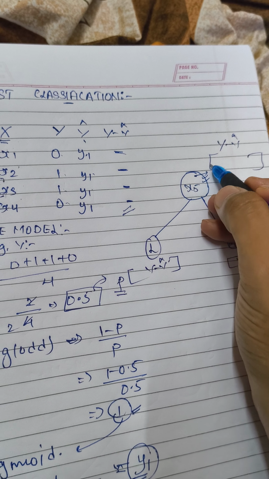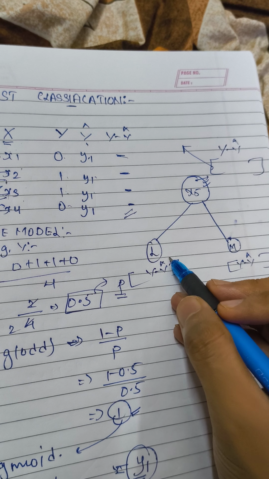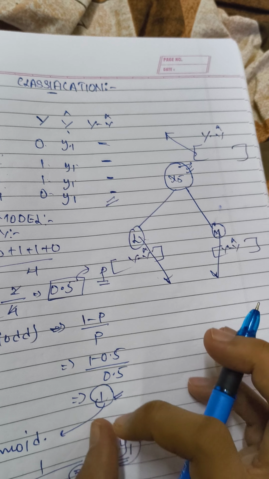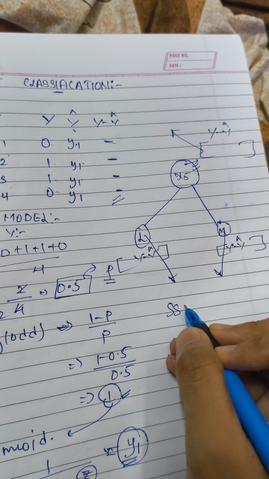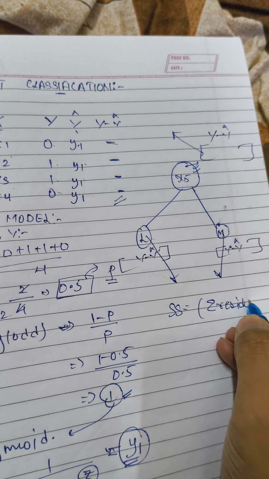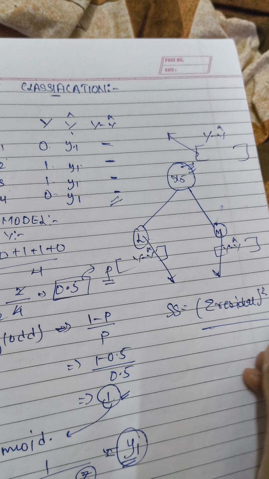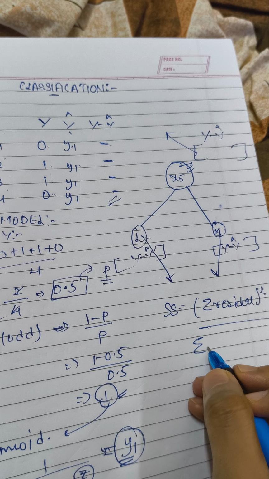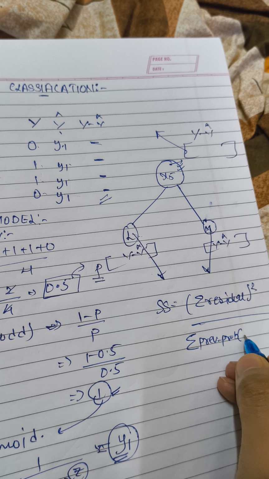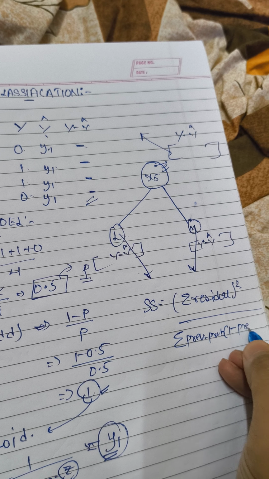Now we calculate the similarity score for this root node, and for this child node also, and this child node also. Now the formula of our similarity score is the summation of residuals squared upon the summation of previous probability into (1 minus previous probability).